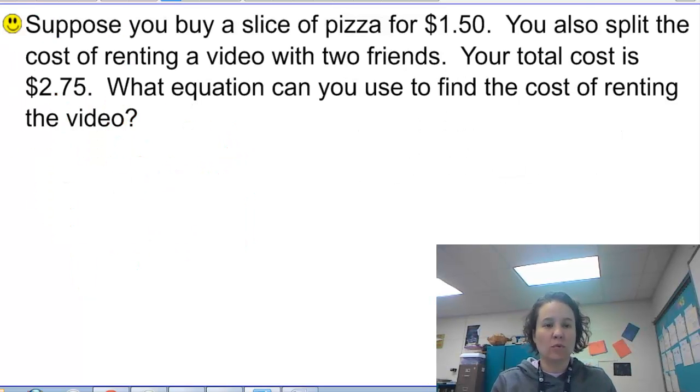Here's an example of a word problem that you might see. Suppose you buy a slice of pizza for $1.50. You also split the cost of renting a video with 2 friends. Your total cost is $2.75. What equation could you use to find the cost of renting a video? And when you're writing an equation, it's important to make sure that you're actually writing something that you can solve, and so it represents the situation better than something that's going to show all the opposite operations.